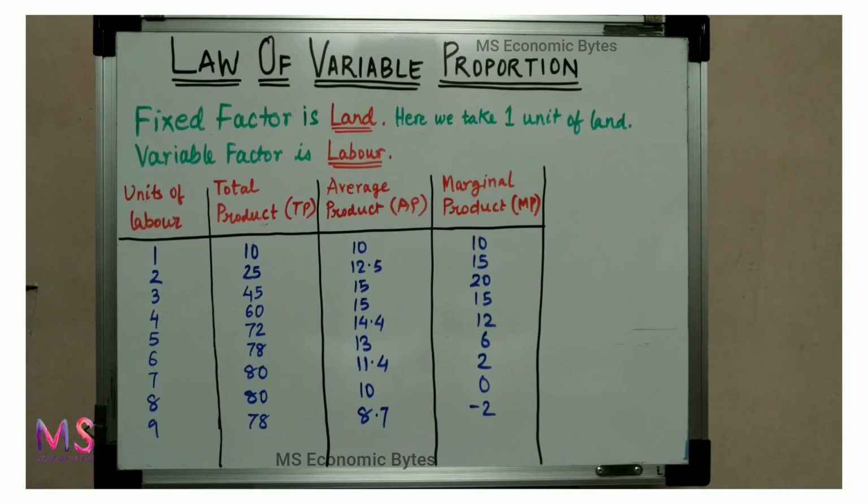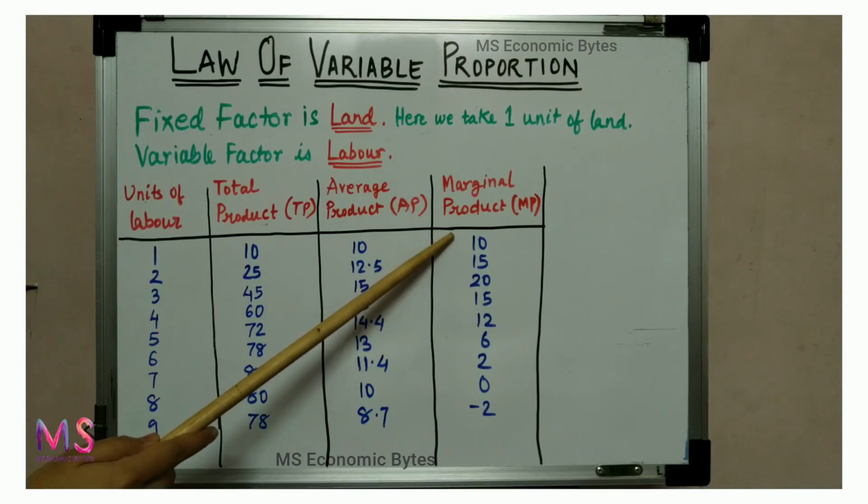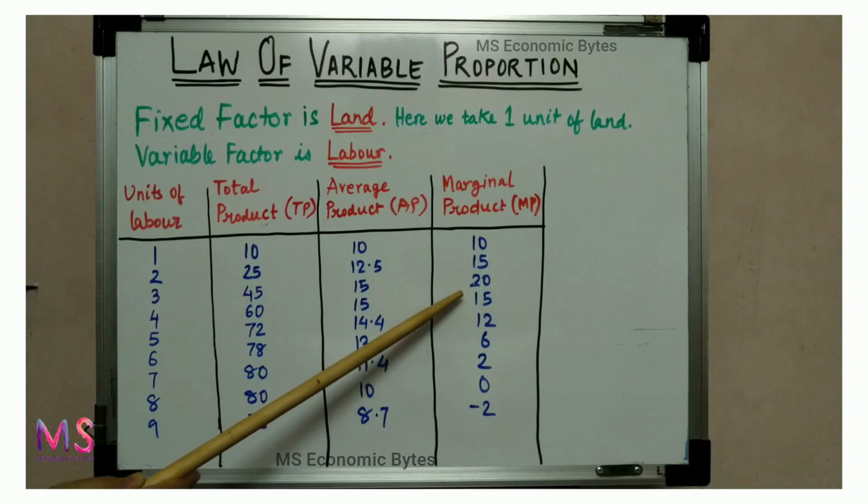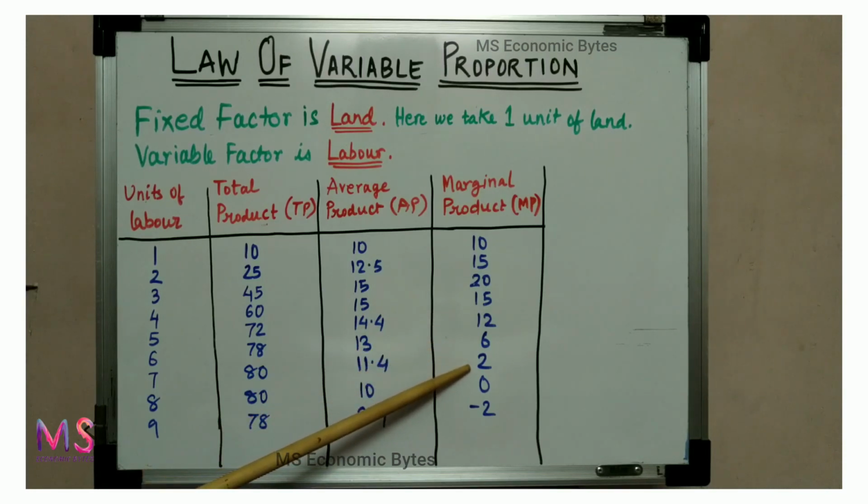diminishing rate. How do we come to know about that? It is through the marginal product. As we can see, when the first 3 units of labor are employed, total product is increasing, marginal product is also increasing. But from the 4th to the 7th unit of labor, when total product is increasing, marginal product is declining, which means that marginal product measures the rate of change in total product.